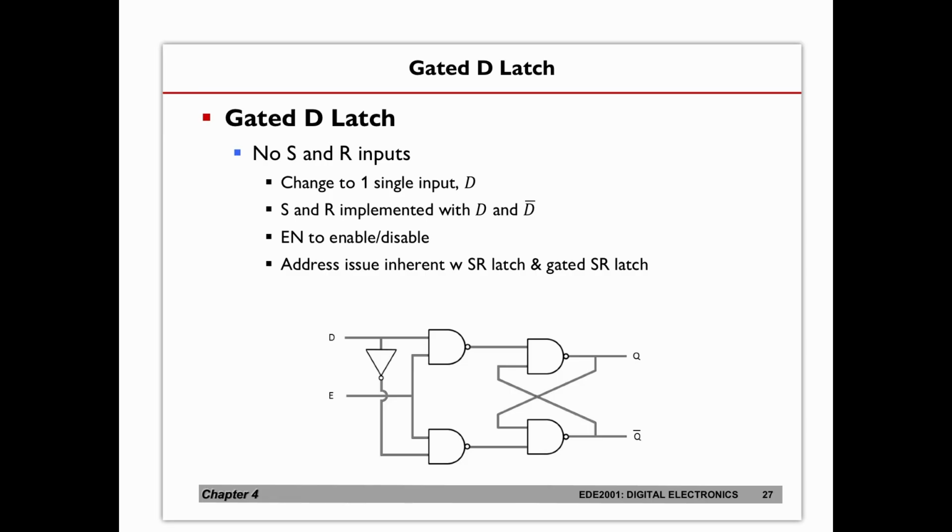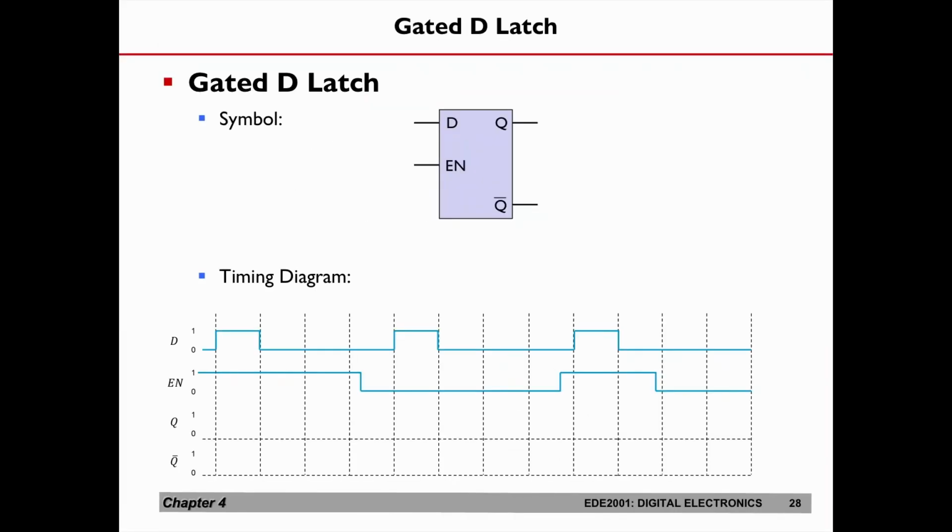Now let's take a look at the timing. What we have here is a block diagram of the gated D latch. So you have the enable and you have the D. The set and reset is actually condensed into one control with the D. So imagine that your enable is a 1. When D equals 1, you are doing a set action, and when D equals 0, you are doing a reset action. Okay, now let's take a look at the timing diagram.